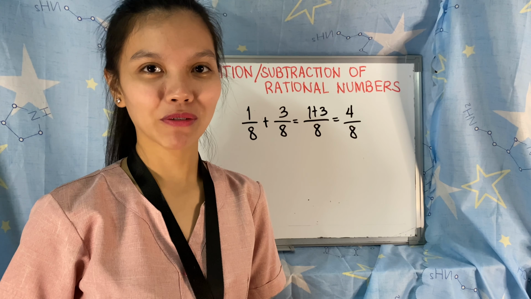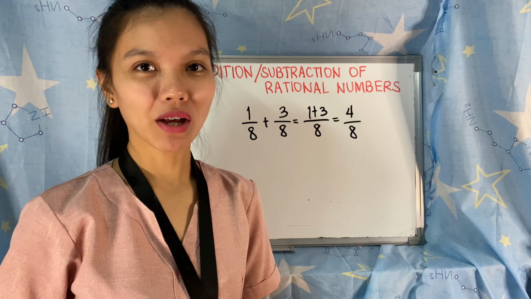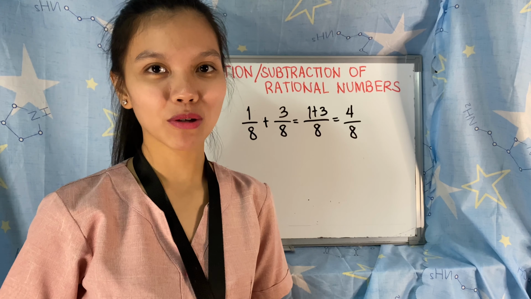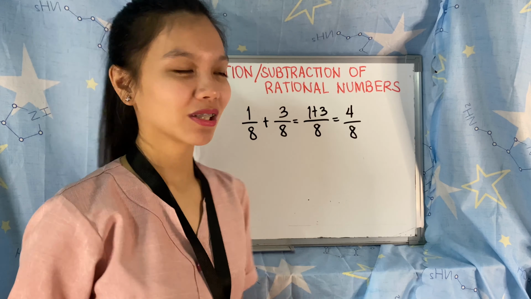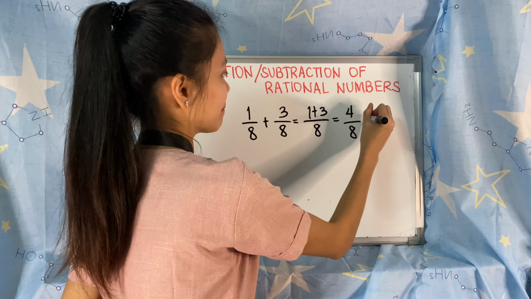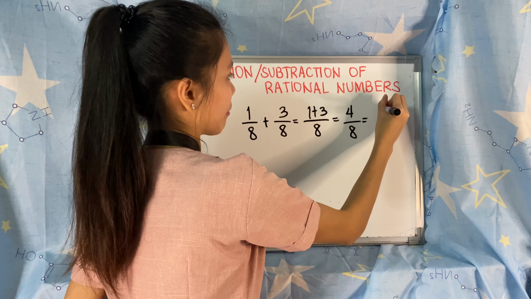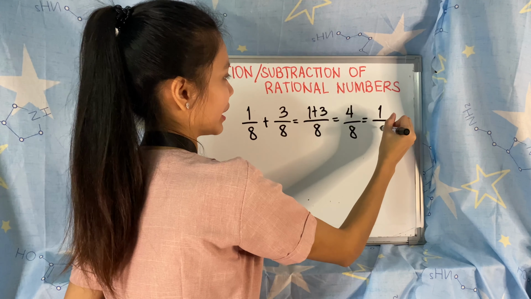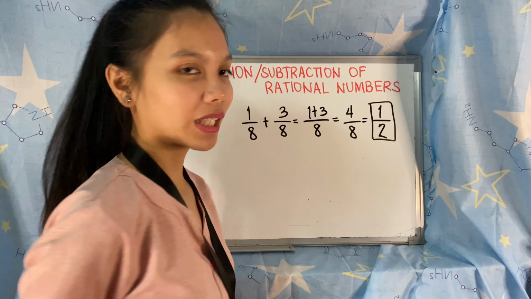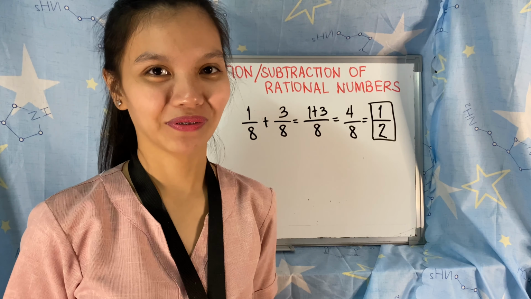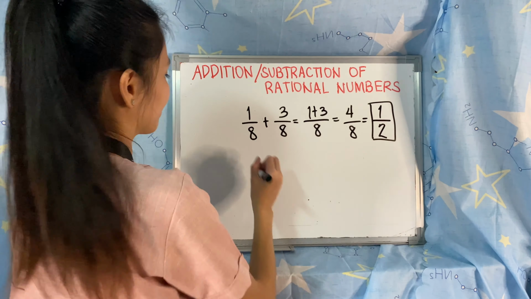Okay, we can simplify it because both the numerator and the denominator are divisible by 4. So we have 4 divided by 4, the answer is 1, and 8 divided by 4, the answer is 2. Therefore, the simplified form for the sum is 1/2. Another one.